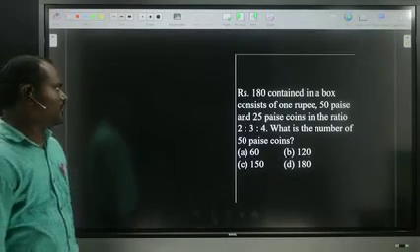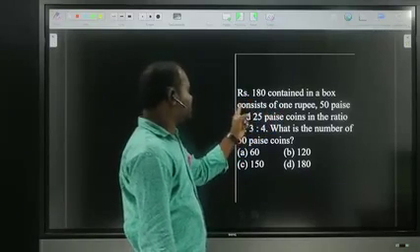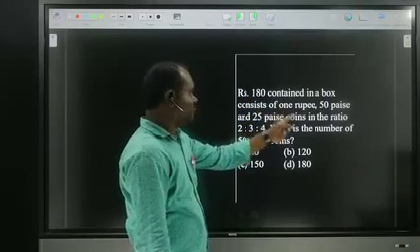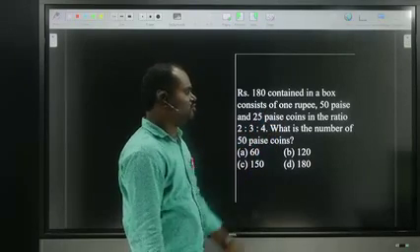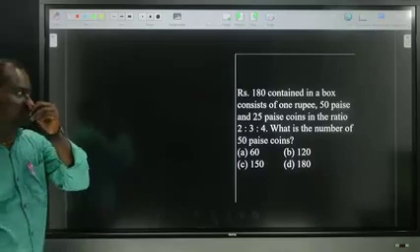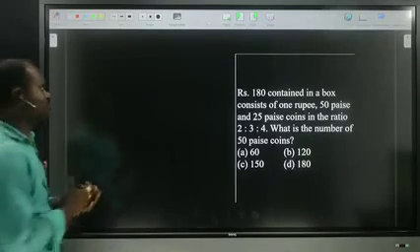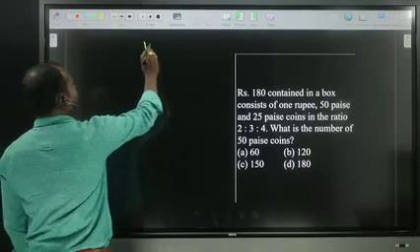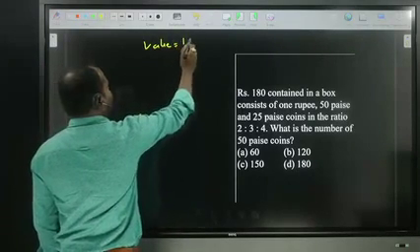Now, rupees 180 contained in a box consists of 1 rupee, 50 paise and 25 paise coins in the ratio 2 is to 3 is to 4. What is the number of 50 paisa coins? Now observe carefully. Rupees 180, that means value. Value 180.